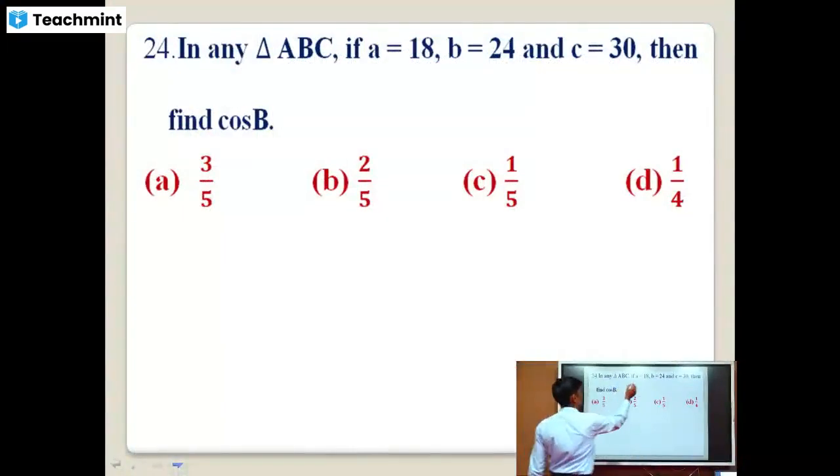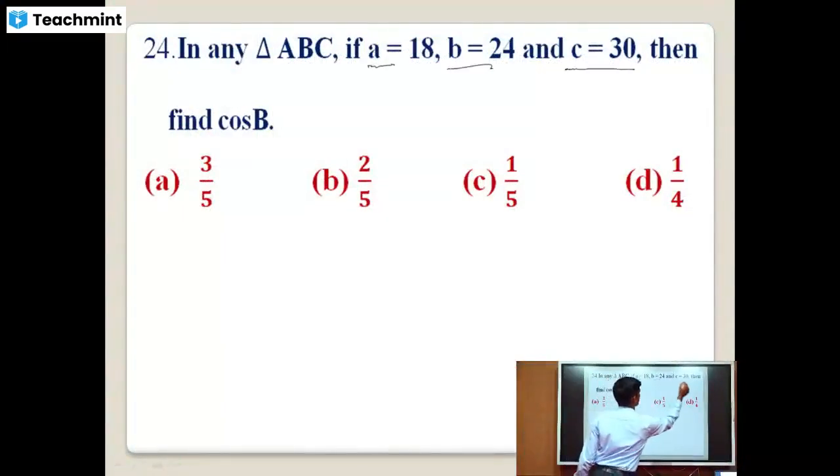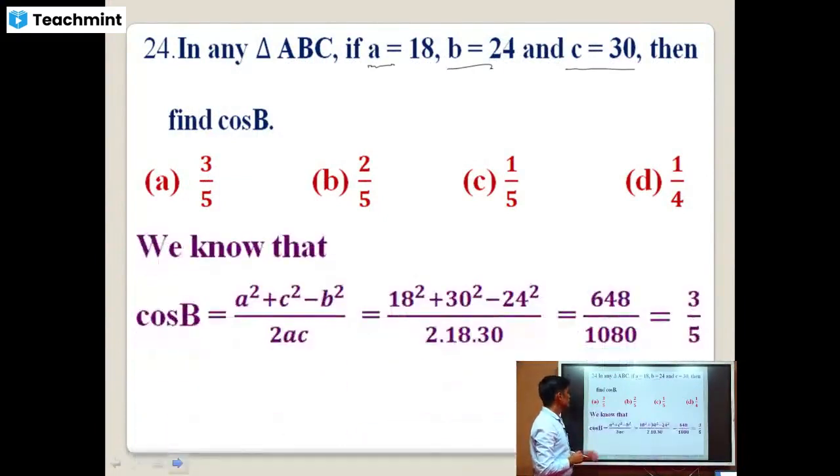They have given the value of A, B and C. You just have to find cos B. It looks very simple, but it is not that simple, because you know the cosine rule: cos B is equal to A square plus C square minus B square divided by 2AC, or we say B square equals A square plus C square minus 2AC cos B. Here A square is 18 square plus C square is 30 square minus B square is 24 square, divided by 2AC, 2 into 18 into 30.